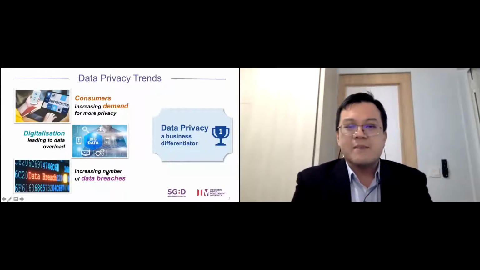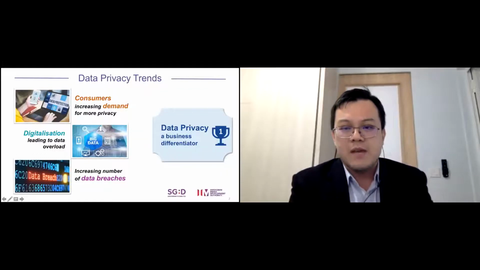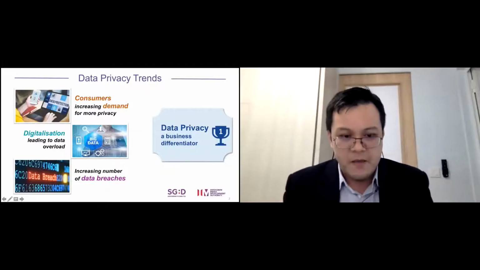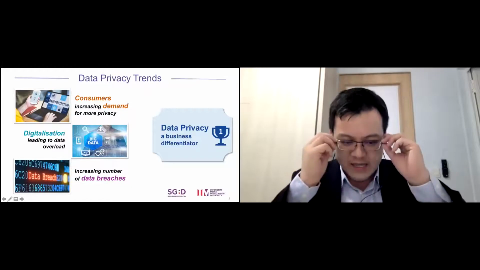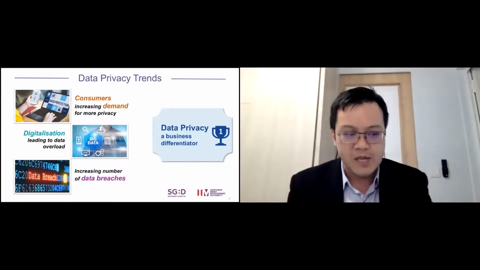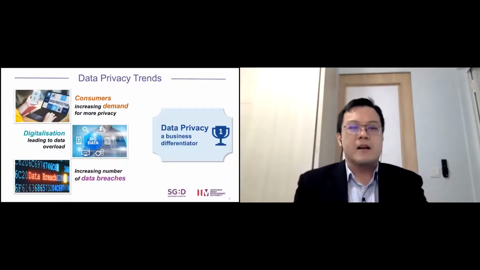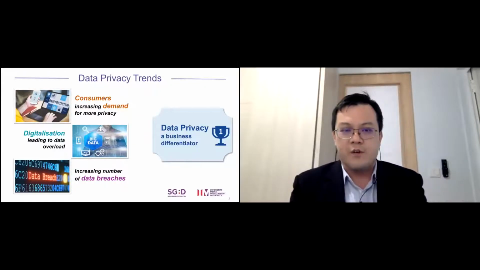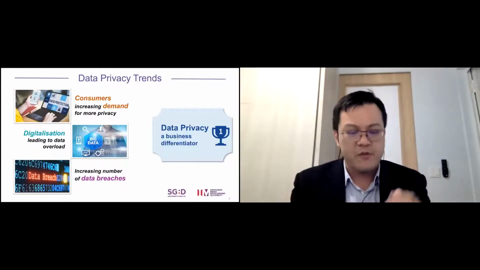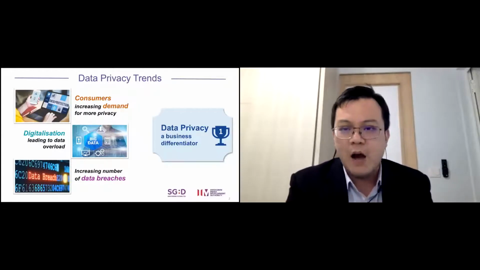Number three, increasing number of data breaches. So again, this is something that Alvin has shared. More and more cases are appearing in the news. In fact, the question we should be asking is not if, but when. This is something that we've always been telling organizations. It's going to happen soon. For many of us, it's not a matter of if, but when. And how do you mitigate that?